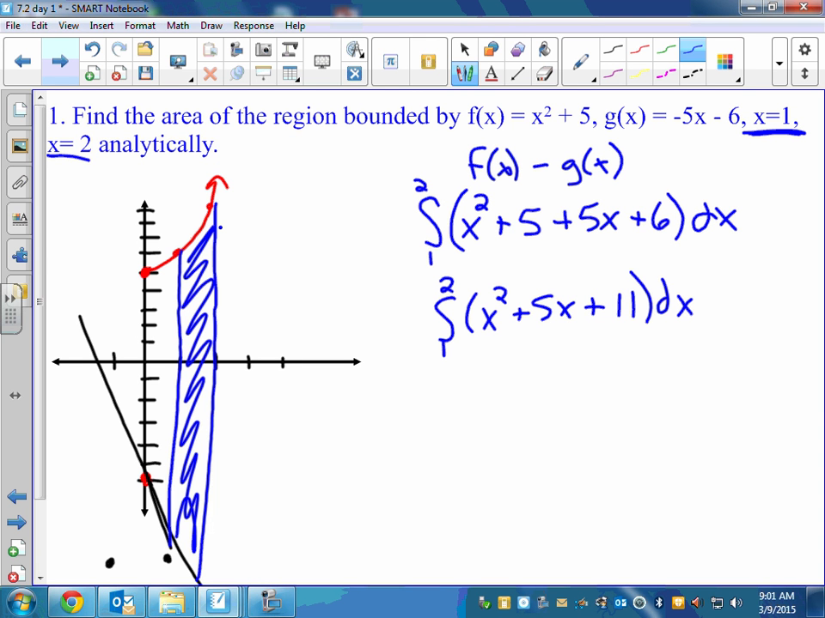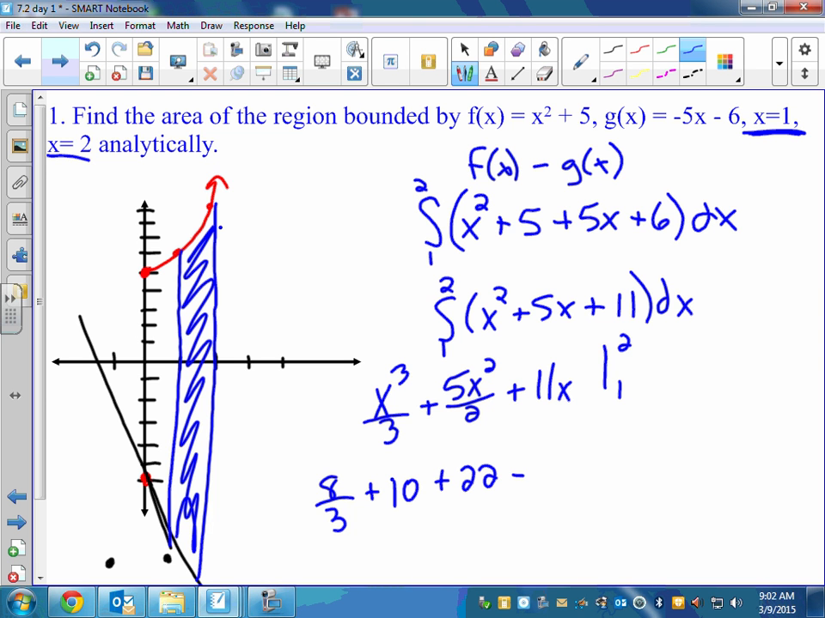And so then this is where you just get to have lots of fun integrating. So I'm going to say x cubed over 3 plus 5x squared over 2 plus 11x from 1 to 2. Watch your negative signs here. If I plug a 2 in there, I'm going to get 8/3 plus 10, is that right? 4 times 5 is 20, 10 plus 22, minus 1/3 plus 5 halves plus 11.